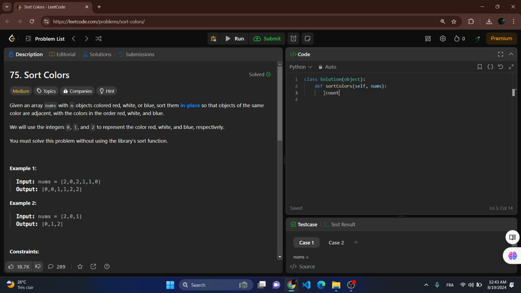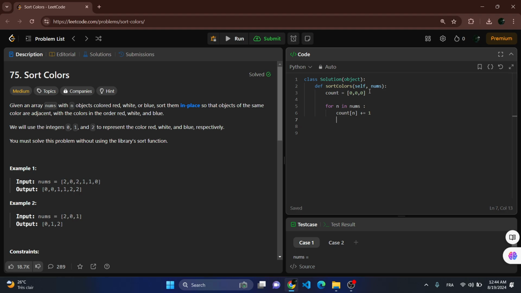We set an array of zeros. We know the total is 3, for the values 0, 1, and 2. That's why we are doing that. We iterate through the input array, incrementing the corresponding count in our count array for each number we encounter. For n in nums, count[n] plus 1.